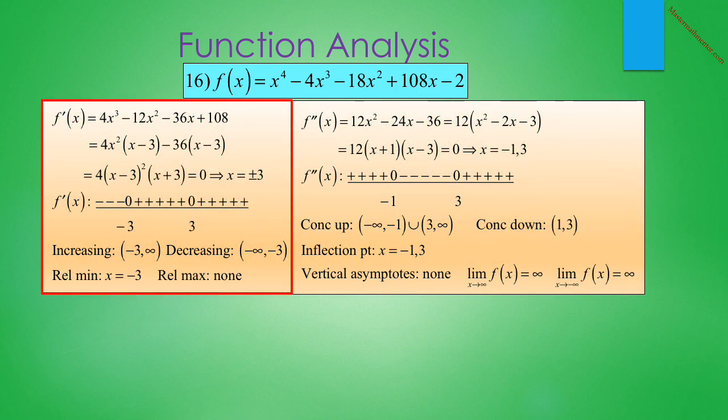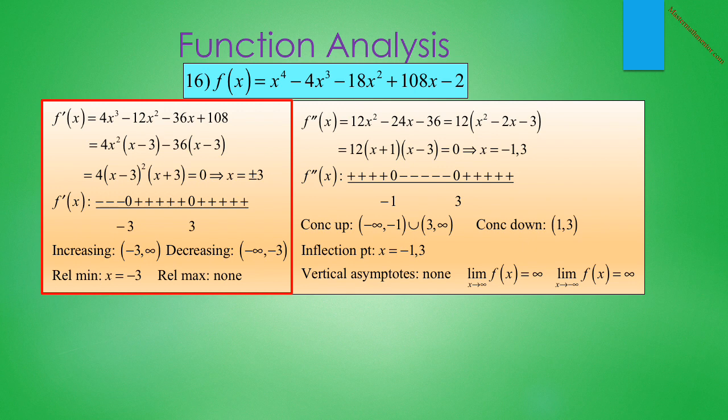We start with first derivative work. Our first derivative is 4x to the third minus 12x squared minus 36x plus 108. We can factor out a 4x squared from the first two terms and a 36 from the second two terms, and we get 4x squared quantity x minus 3 minus 36 quantity x minus 3. Factor it into 4 quantity x minus 3 squared, quantity x plus 3. Set that equal to 0, and we get critical values of x equal to negative 3 and 3.